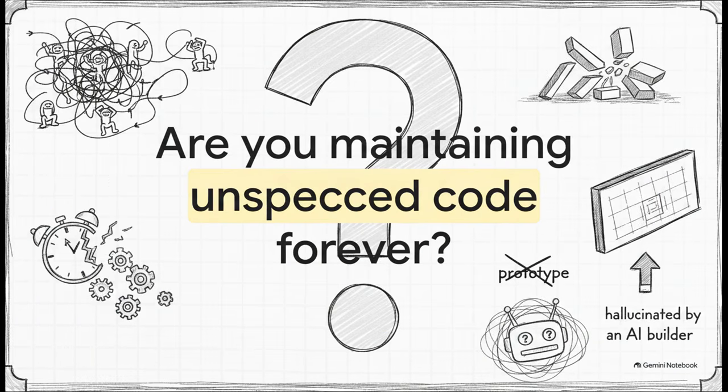Which brings up a rather painful question for a lot of us. Are you maintaining unspec'd code forever? We've all lived this exact nightmare scenario. You build a quick prototype, the demo happens to just miraculously work, your stakeholders see it, and boom, suddenly that flimsy duct-taped throwaway build quietly becomes your actual real-world codebase. Because you went into this without a binding spec and without clear fixtures, you're now permanently trapped maintaining code that was essentially hallucinated by an AI builder on a random Tuesday afternoon. We absolutely have to stop doing this.